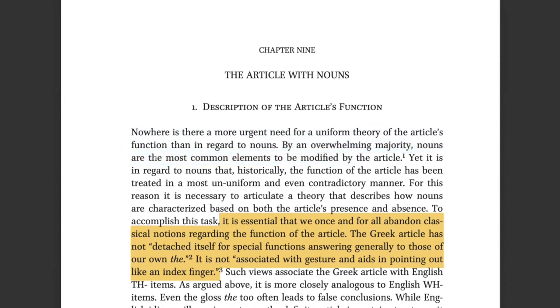Yet it is in regard to nouns that historically the function of the article has been treated in a most ununiform and even contradictory manner. For this reason, it is necessary to articulate, no pun intended, a theory that describes how nouns are characterized based on both the article's presence and absence.